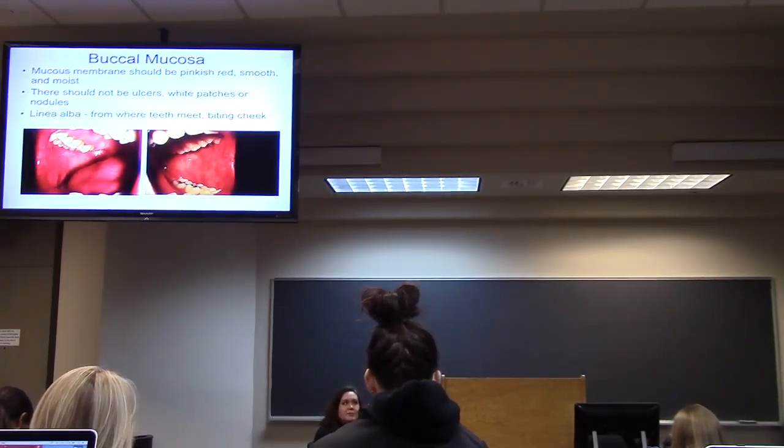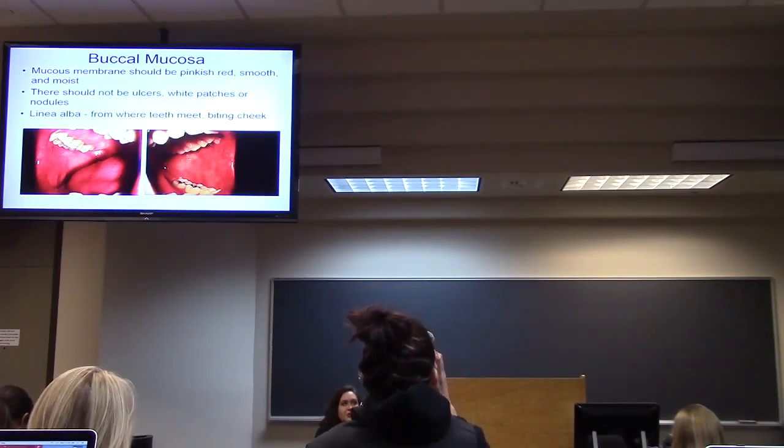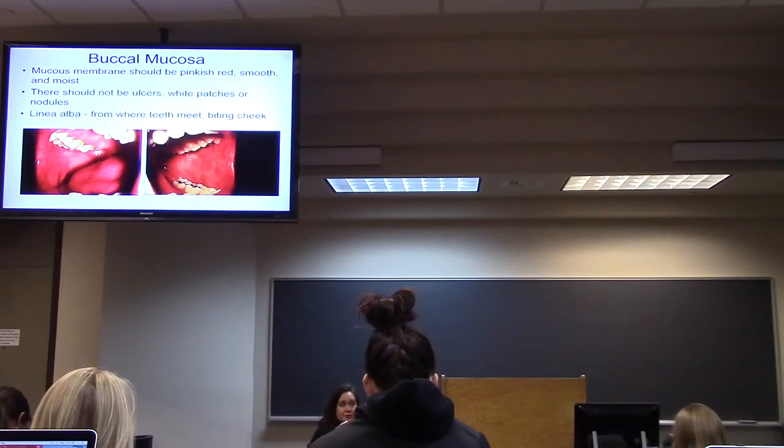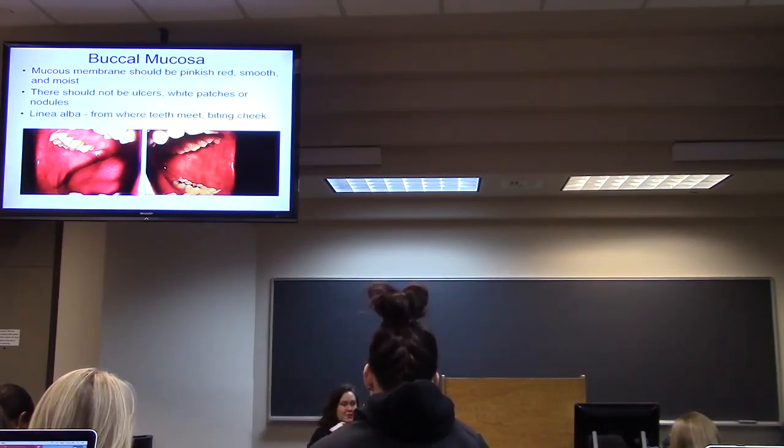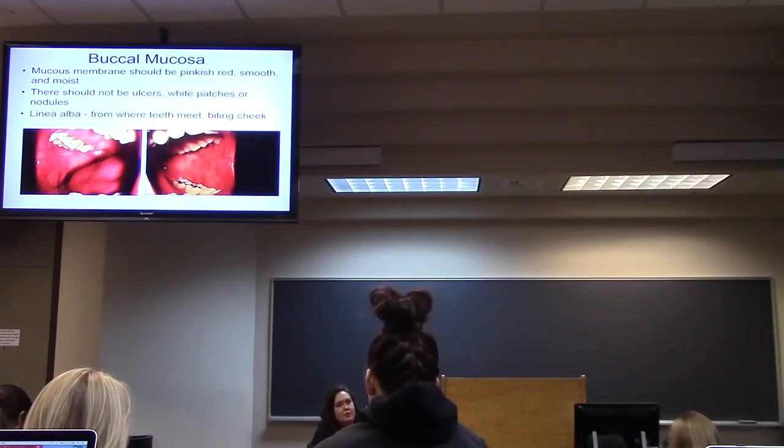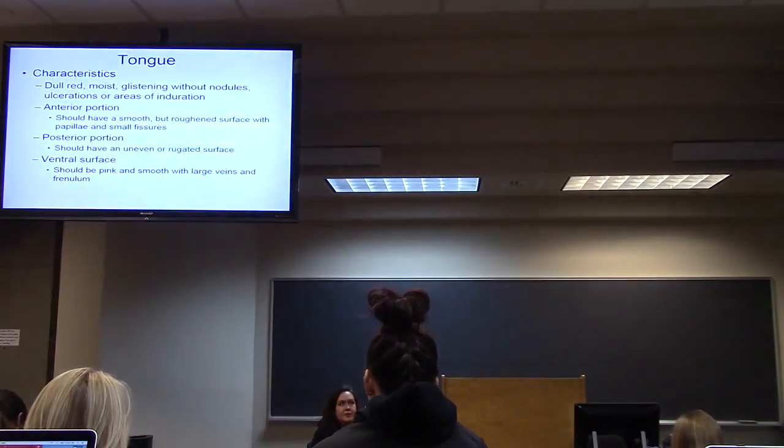The buccal mucosa is just the cheek. It should be pink, red, smooth. There shouldn't be any ulcers or white patches. You can get linea alba, which is a white line in the cheek where your teeth meet, or people who bite their cheeks a lot will get a thin white line. It should be bilateral, and that's just a normal variant.